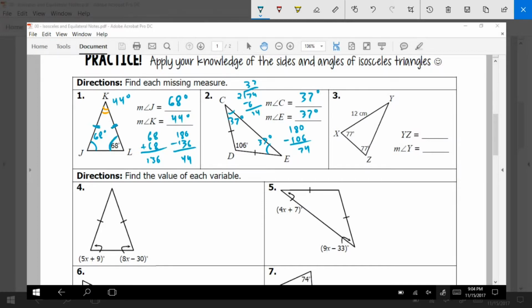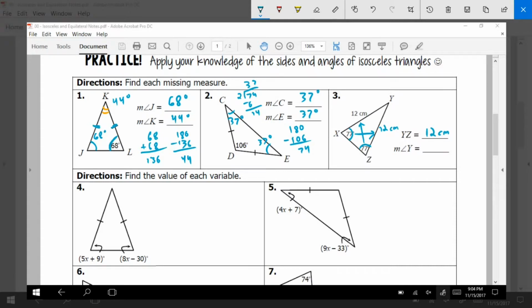All right, on to number 3. This time they didn't label the congruent sides, but they showed me that there's congruent angles. Look, 77 degrees right here, 77 degrees right there. What does that mean? Remember, the converse of the isosceles triangle theorem says if the 2 angles of a triangle are congruent, then the sides opposite those angles are congruent. Which sides are opposite? That's going to be this one and this one. So if XY is 12 centimeters, what's YZ? YZ is also going to be 12 centimeters. That's one of my answers.